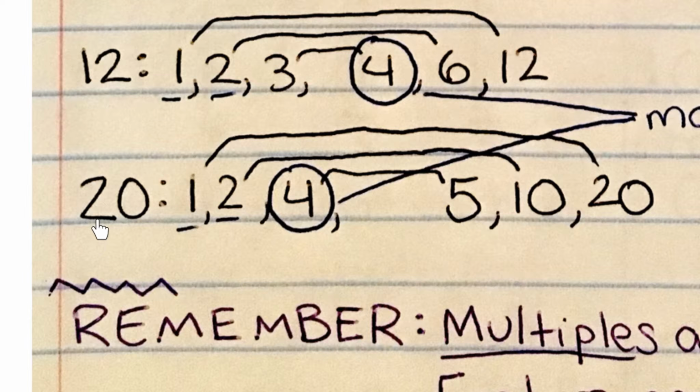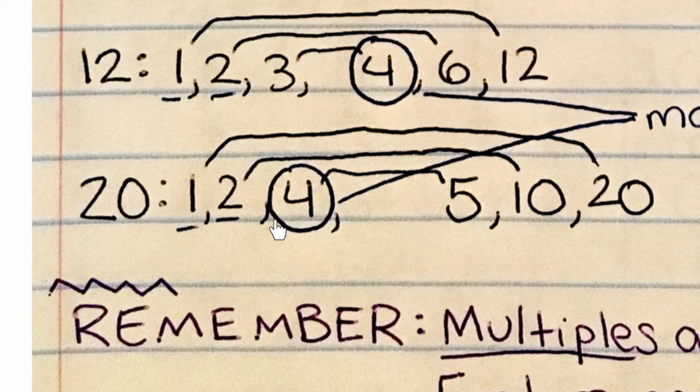Same thing with the factors of 20. Always, always, always, the first factor is 1. So we start with 1 and we think 1 times what equals 20? Well, 1 times 20 equals 20. Next number after 1 is 2. Does 2 go into 20? It does. So 2 times 10 equals 20.